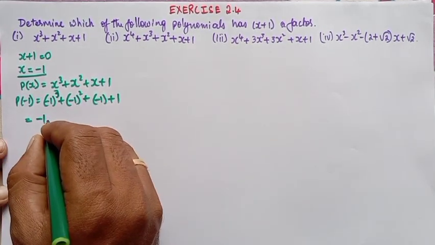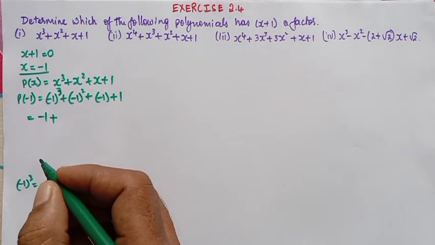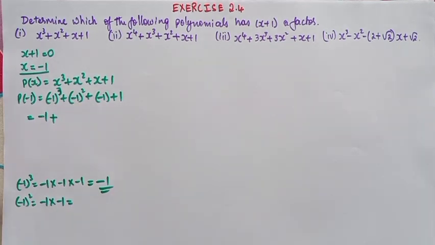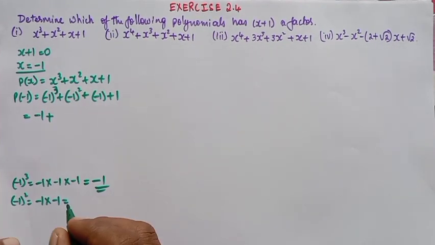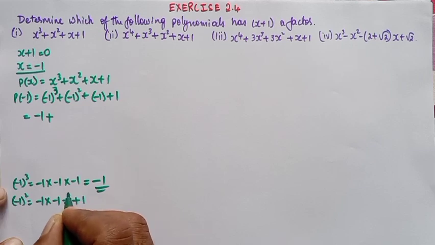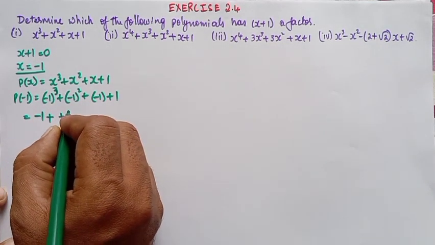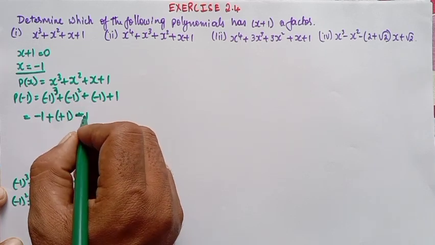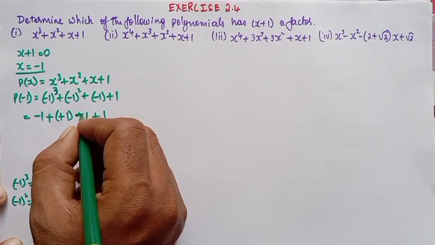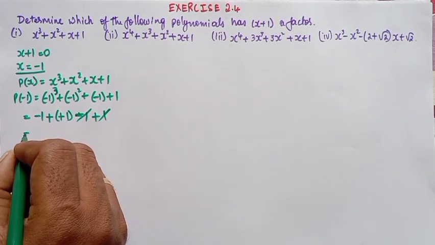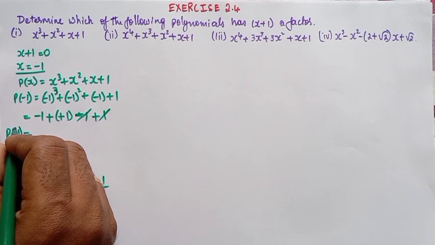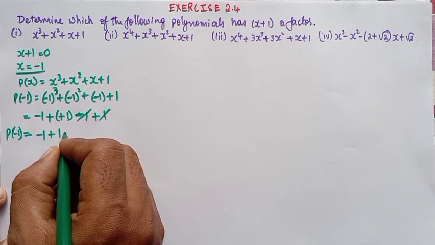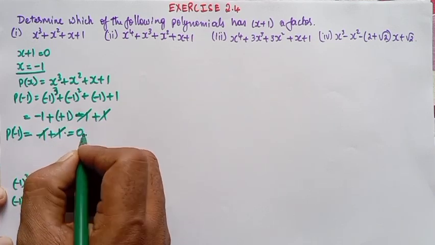So minus 1 plus minus 1 whole square is equal to minus 1 into minus 1, which is plus 1, plus minus 1, plus into minus is minus, plus 1. Here minus 1 plus 1 cancels, and p of minus 1 is equal to minus 1 plus 1. So these two cancel. This will be equal to 0.